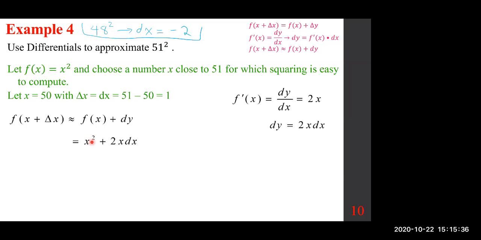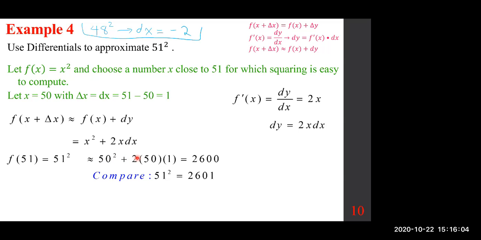Practically you're done. Replace the x with what? 50, same here, and dx with 1. So when you plug in and you finish the job, by the way, f of 51 means f of x plus delta x. Remember what this is, class. This is x plus delta x, 50 plus 1. And you end up with 2,600. I had already explained the exact, fairly simple.